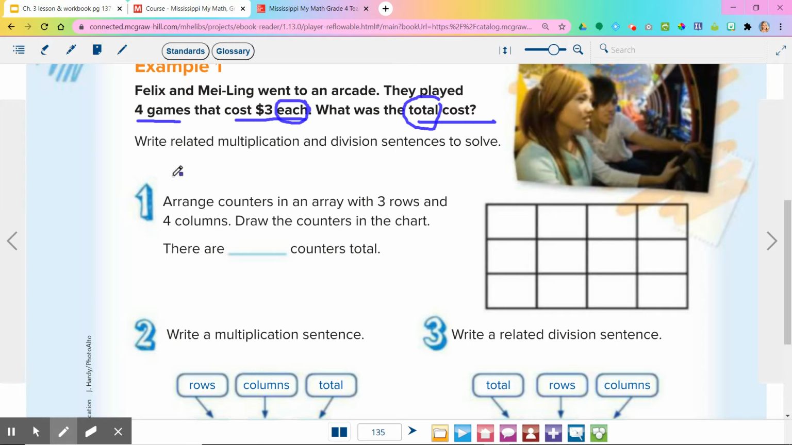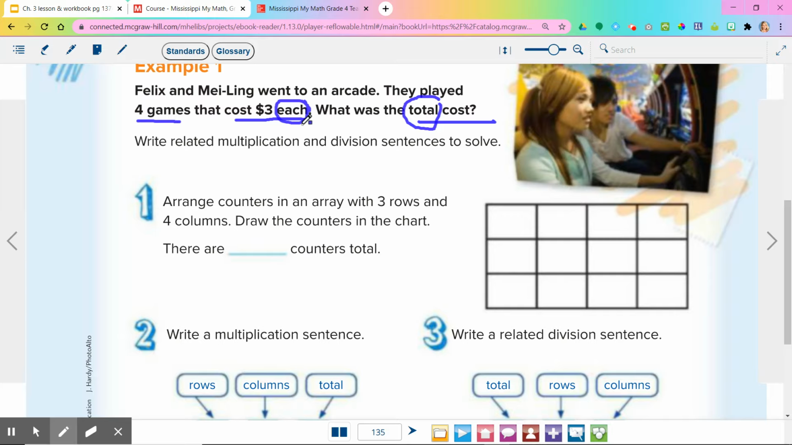So we are thinking about them playing 4 games that cost $3 each. So for one game, it's going to cost them $3. For another game, it's going to cost them $3, another $3, and another game, another $3. So we're dealing with equal groups of $3.